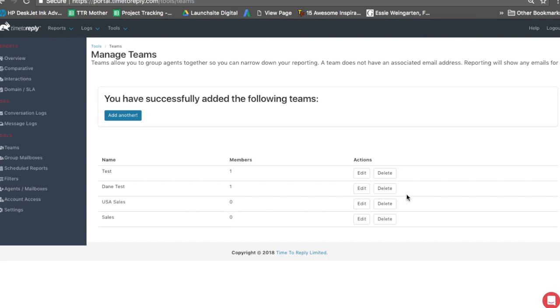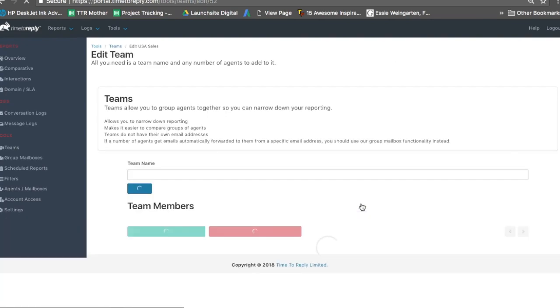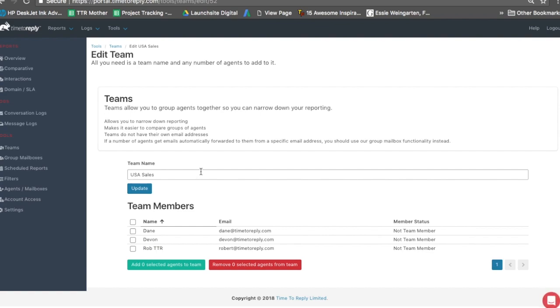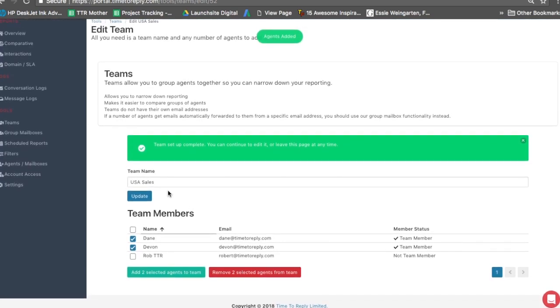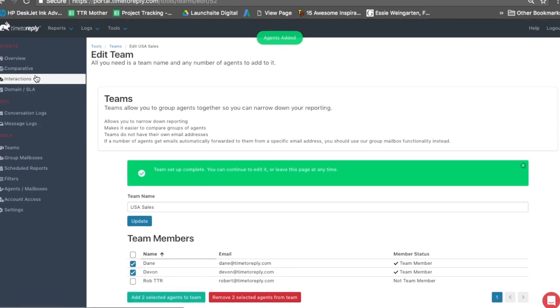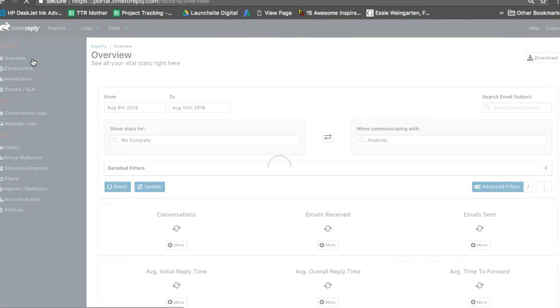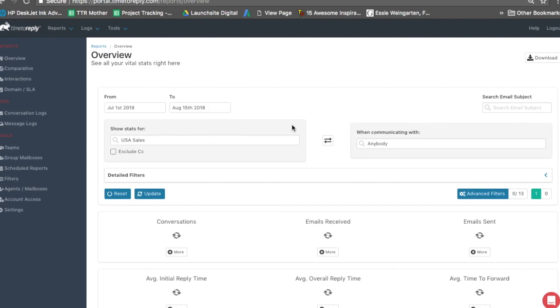So if I click on Edit, I'll be able to assign some people to that team. Let me assign Dane and Devin. And then I can click on Add those two. So now if I go back to the overview report, you'll see that there's no longer an error, and you can see how that team is performing.